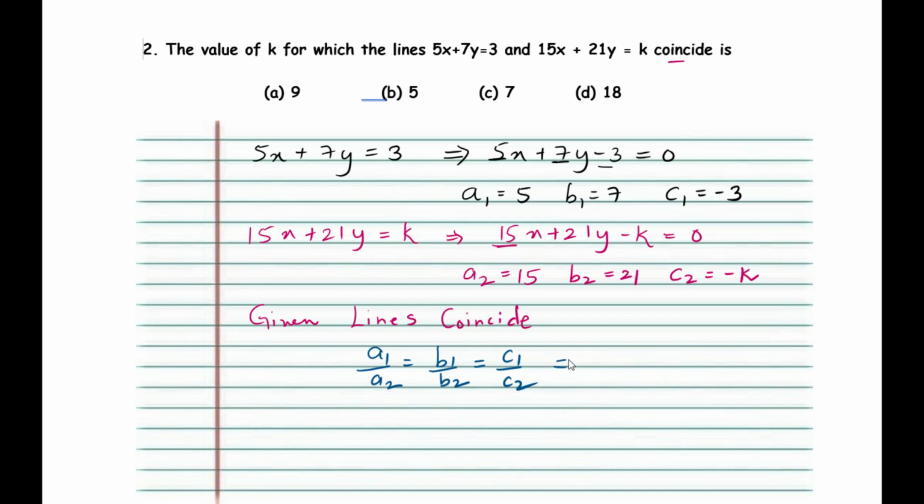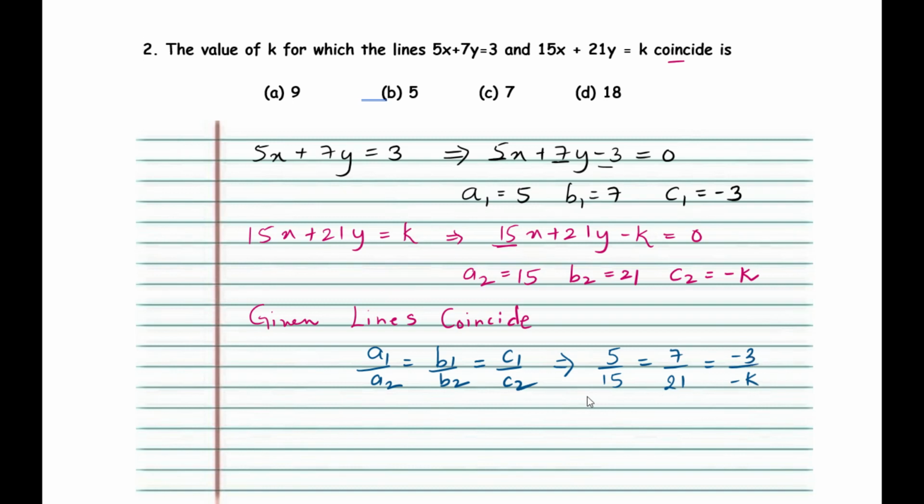Now substitute the values of A1, A2, B1, B2 and C1, C2. What is A1? A1 is 5, A2 is 15. In the same way, B1 is 7 and B2 is 21, C1 is minus 3 and C2 is minus K. Students, the third ratio, that is C1 by C2, contains K.